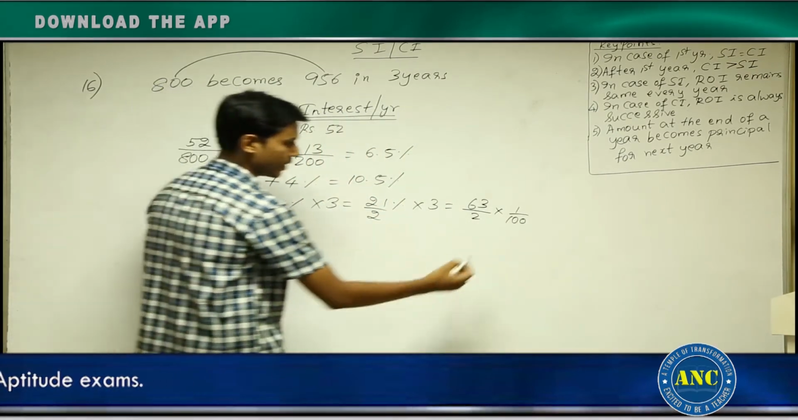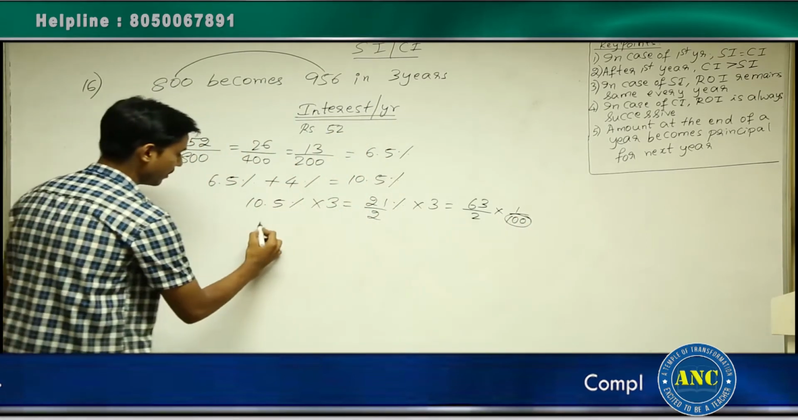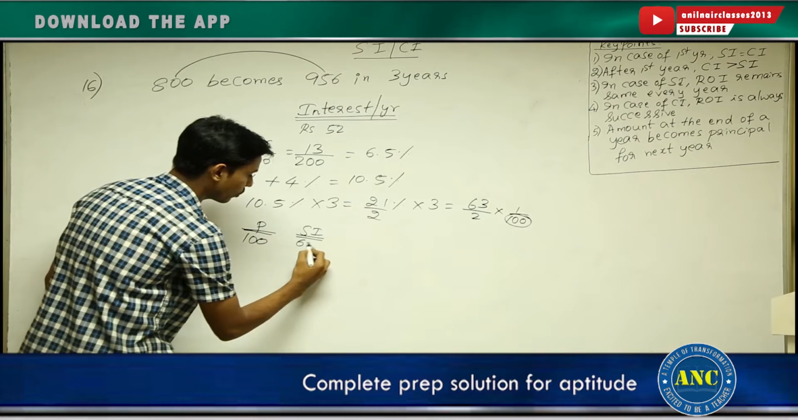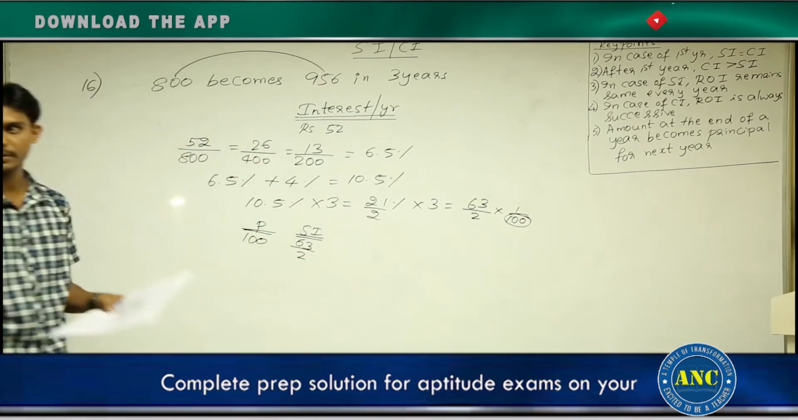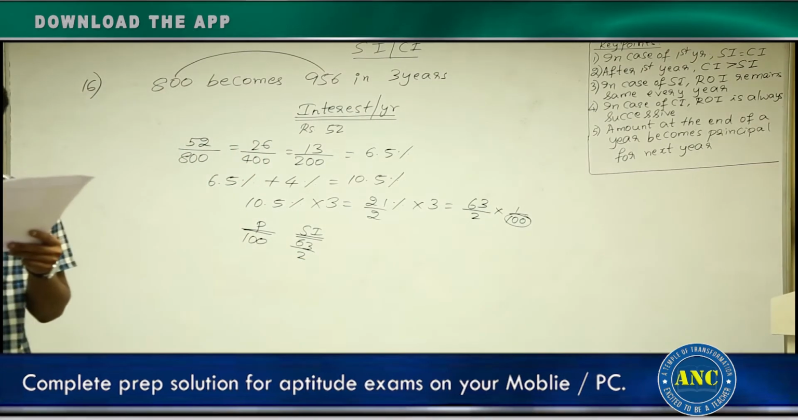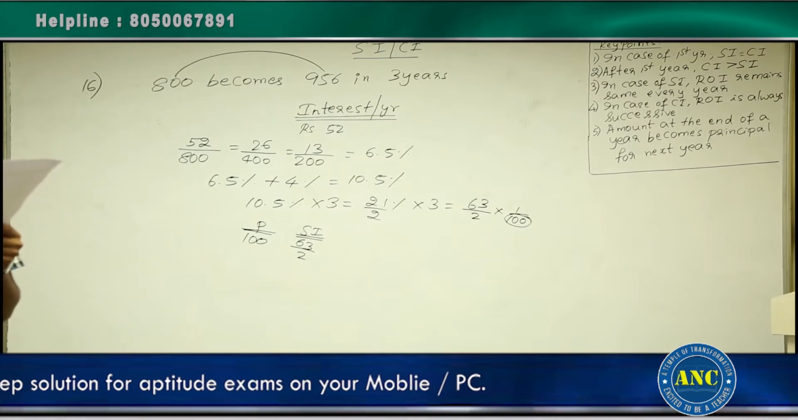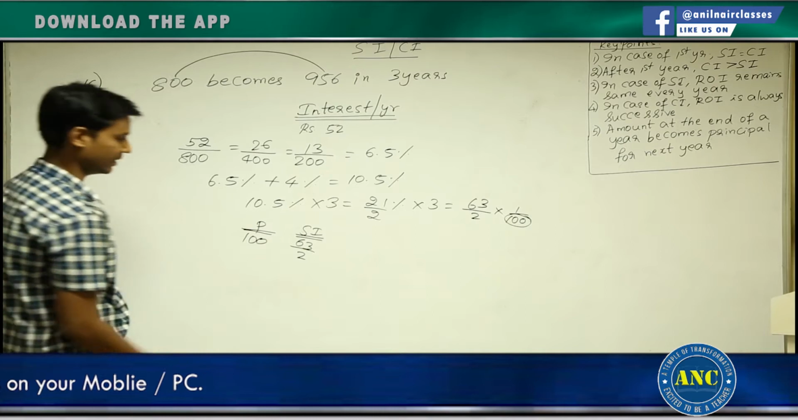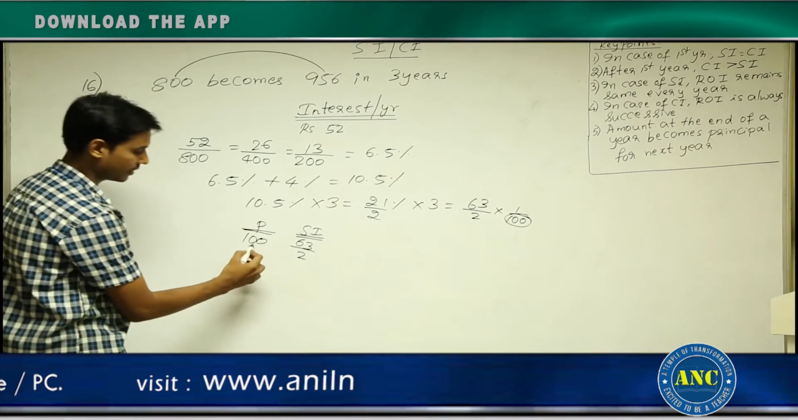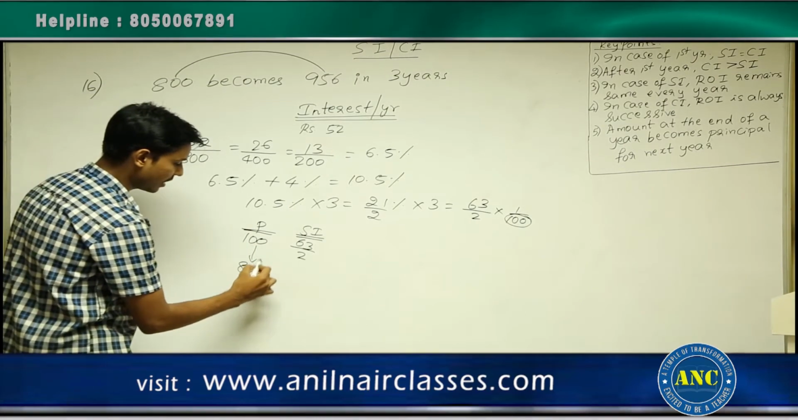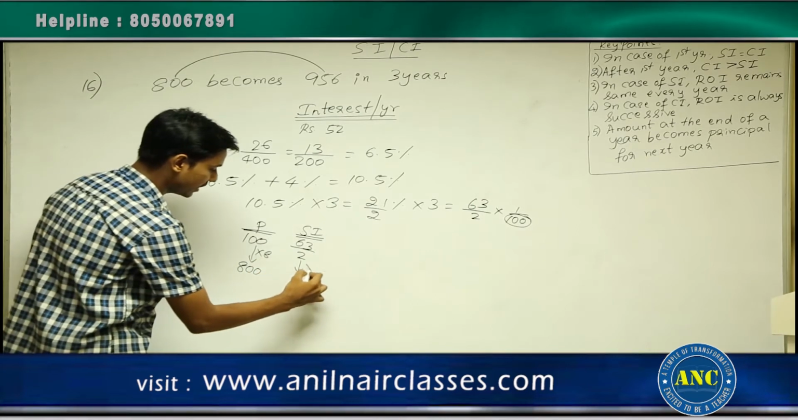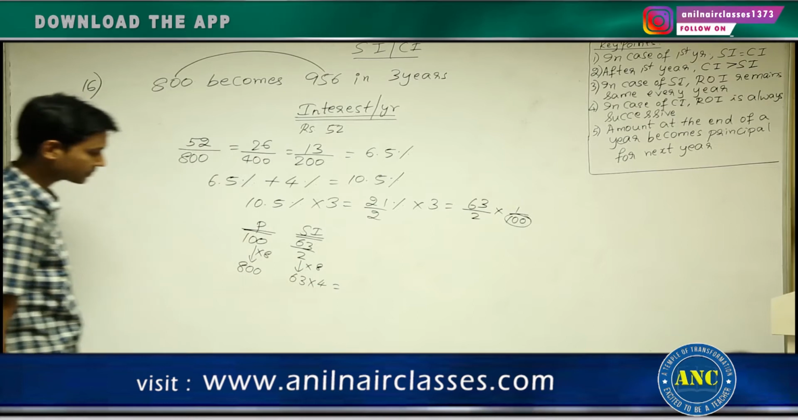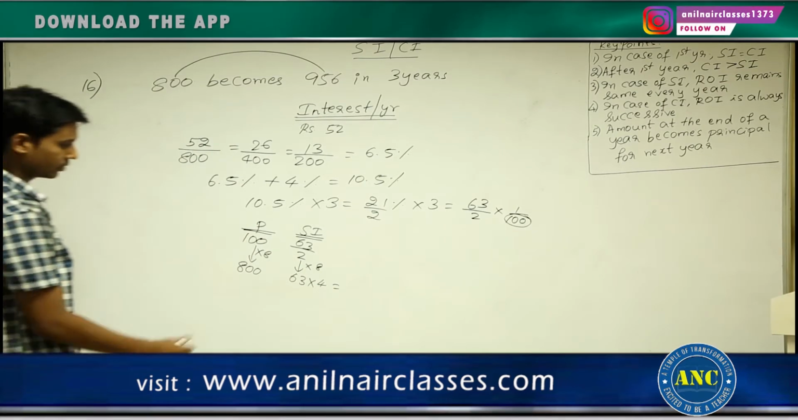That means if I have taken 100 rupees from you, I will give you an interest of 63 by 2 rupees. But what is actually given in the question? What amount will rupees 800 become in 3 years? But the principal is not 100. Principal should become 800. 100 into 8 is 800. 63 by 2 into 8. 63 into 4. What is the answer? 63 into 4, so 252.